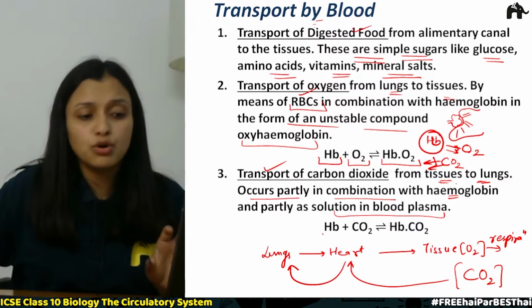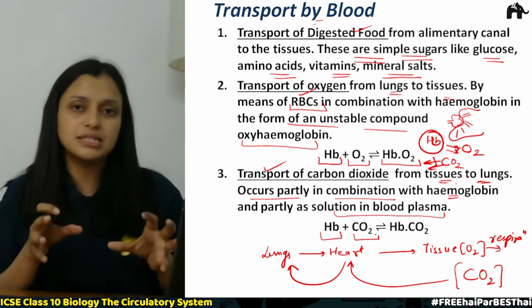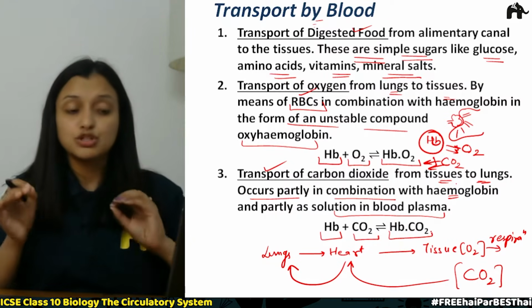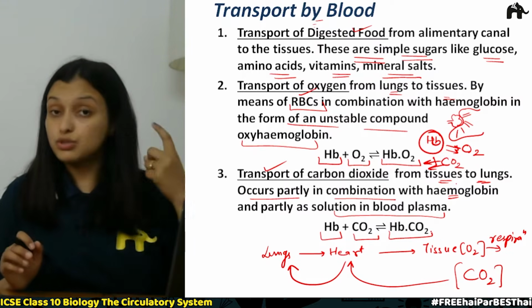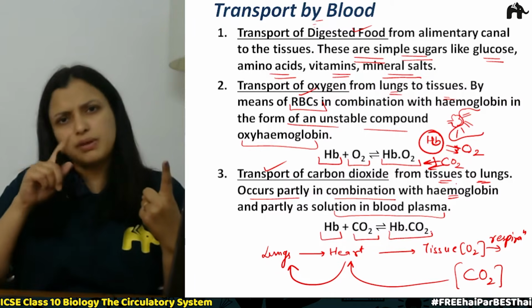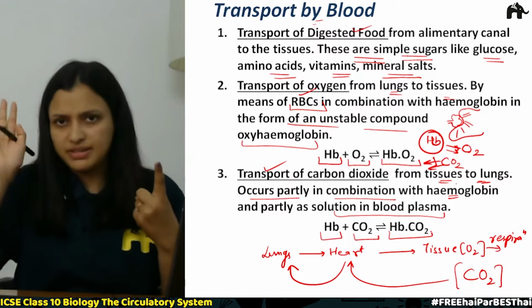Clear? So hemoglobin plus carbon dioxide also makes a very unstable compound, that is HbCO2. Clear? So this is how carbon dioxide is transported. There is only one way oxygen is transported: it makes an unstable compound with hemoglobin and travels in our blood vessels, right?